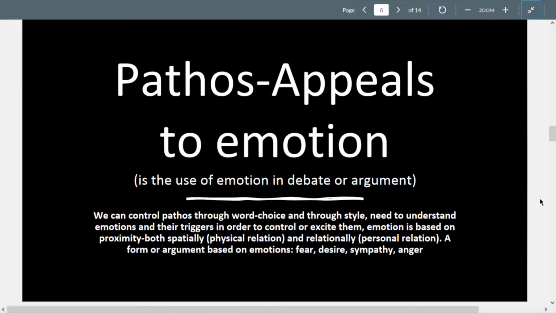Okay, pathos appeals to emotion. There we go. So pathos is the use of emotion in debate or argument. We can control pathos through word choice and through style. You need to understand emotions and their triggers in order to control or excite them. Emotion is based on proximity, both spatially, our physical relation, and then relationally, the relationship you have with someone, a personal relation. A form of argument based on emotions, such as fear, desire, sympathy, and anger.